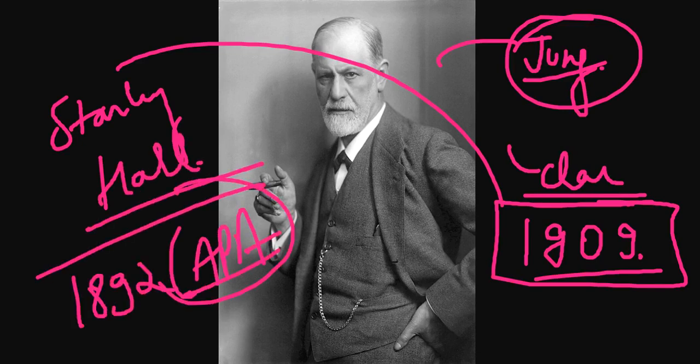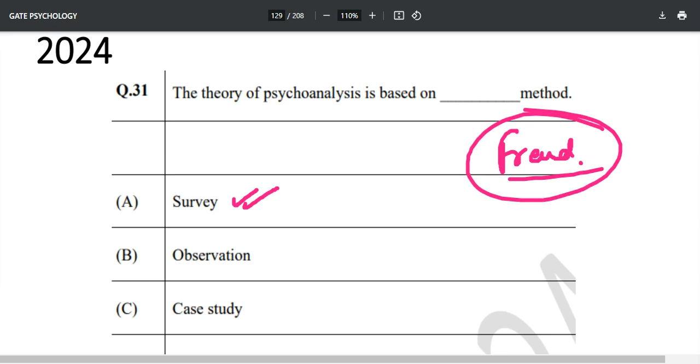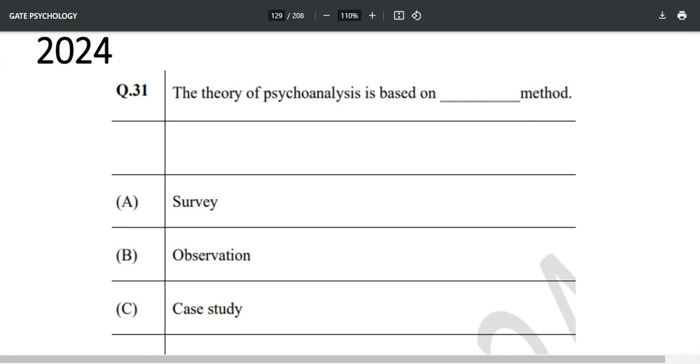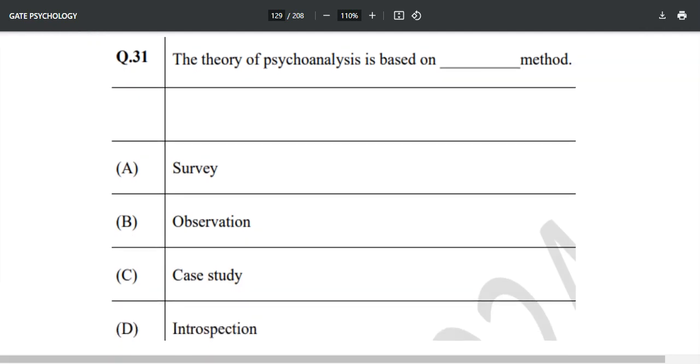Now, question number 31: the theory of psychoanalysis is based on which method? Easy question. Is it based on survey? Did Freud survey all the people staying in Germany, Austria, Vienna at that time? No. Did he do observation? No. He simply used the case study, whichever men and women were coming to his clinic. So the correct answer here will be the case study, not introspection.